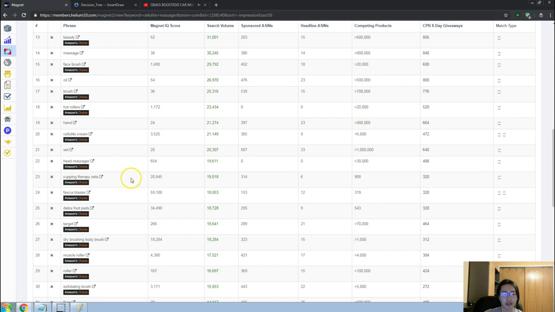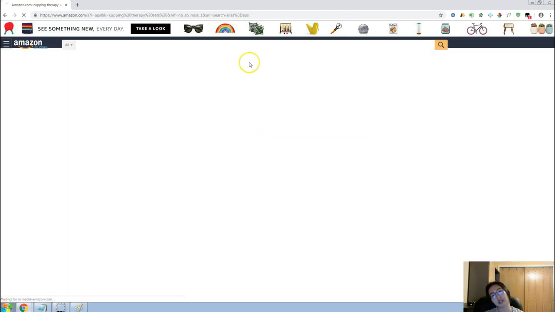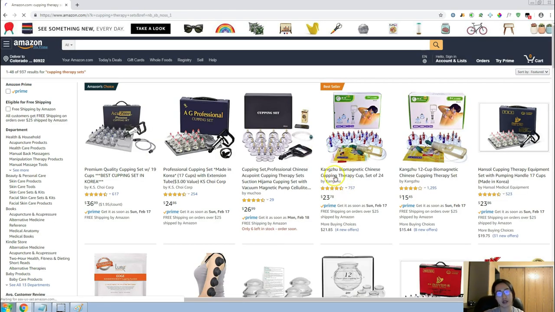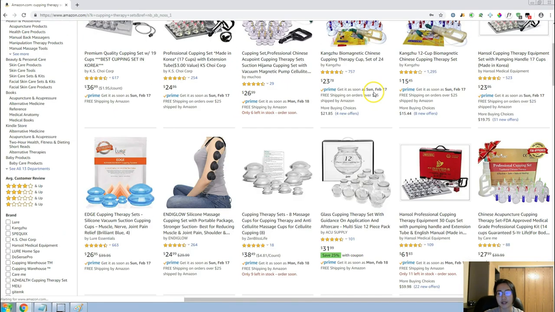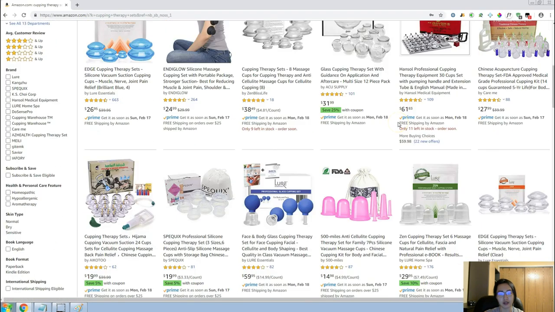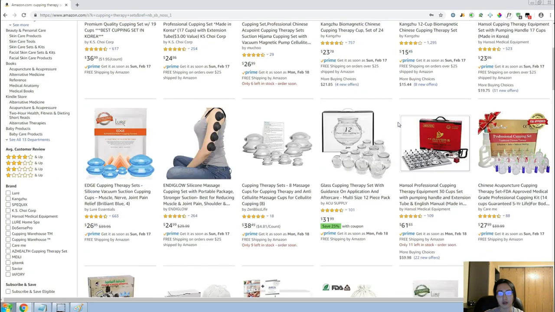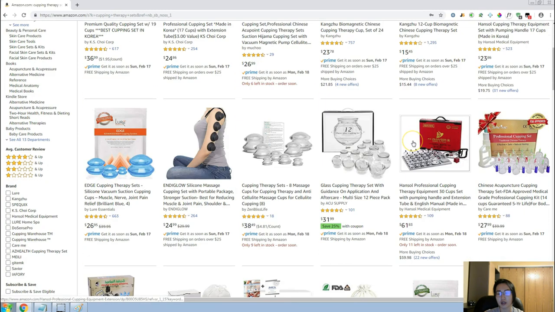Cupping therapy sets. Oh, you know, I've seen this. I've never had this done to me, but it strangely looks like it would work really well. So this is for acupuncture. Not a lot of reviews.